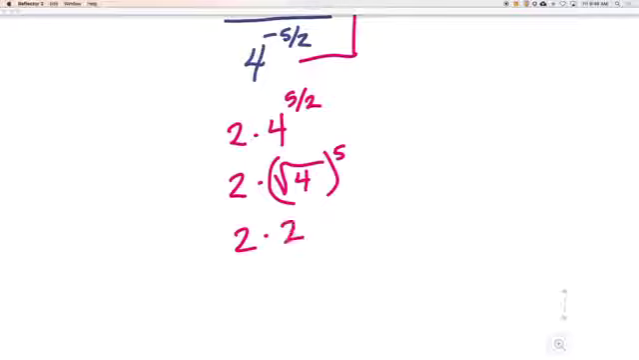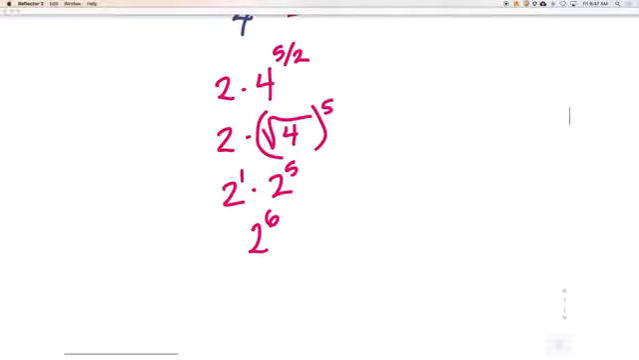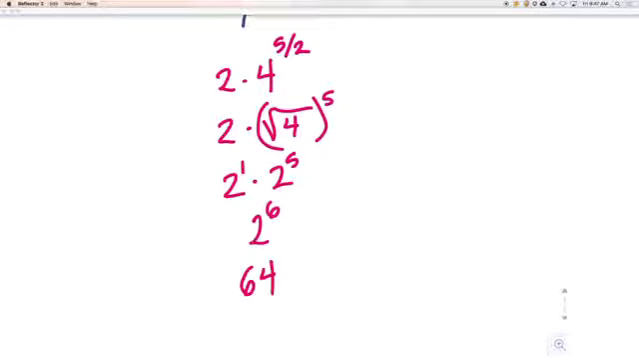2. So that becomes 2 to the 5th. And at this point now you have 2 to the 1st times 2 to the 5th, which is 2 to the 6. Okay, so you could leave it like that, but that's still a relatively small number. So anyone know what 2 to the 6 actually is? 64. Yep, 64 is the final answer.